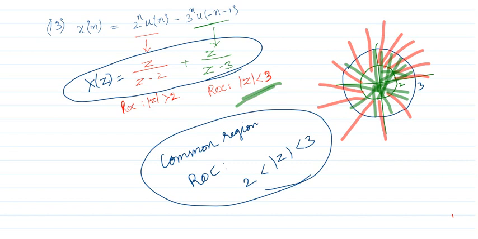It will be between 2 and 3. If this is radius 2 and this is 3, the ROC will be here. I'm sketching it for you. I think it's good now. Between 2 and 3.